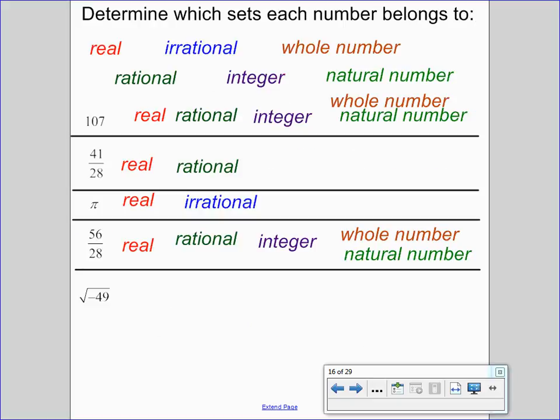And lastly, the square root of negative 49. Which of those sets does the square root of negative 49 fit in? None of them. No way, no how. I can't take the square root of a negative number because no number squared is going to give me a negative result. No real number, I should say. No real number squared will give me a negative.